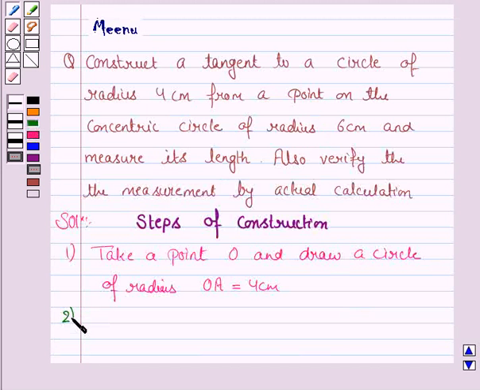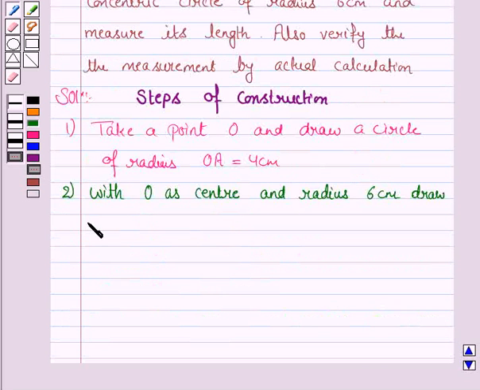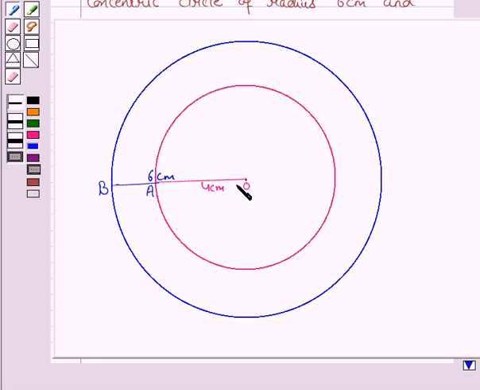The second step is with O as center, and radius 6 centimeter, draw a concentric circle, and let the radius be OB, which is 6 centimeters. So we have drawn a circle with radius 6 cm.